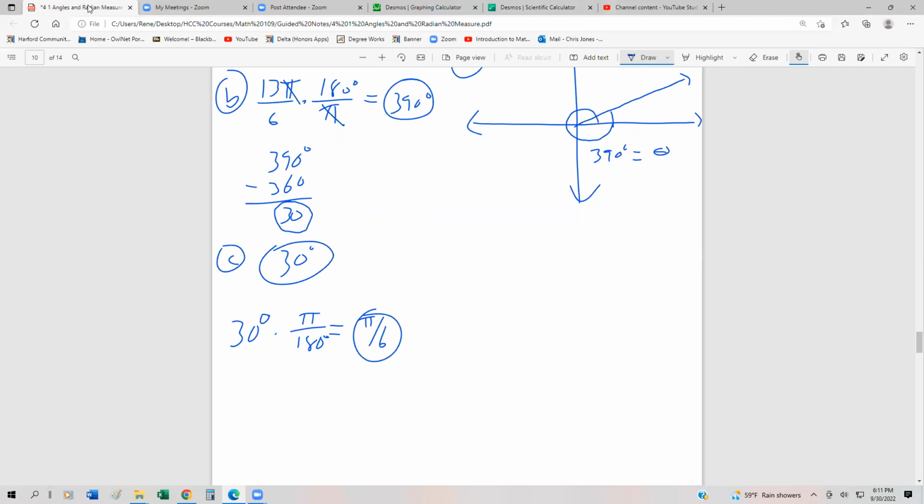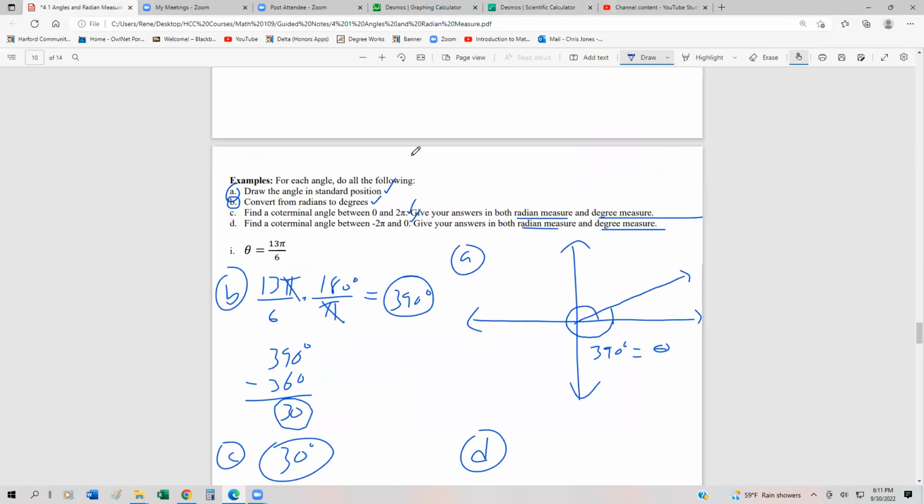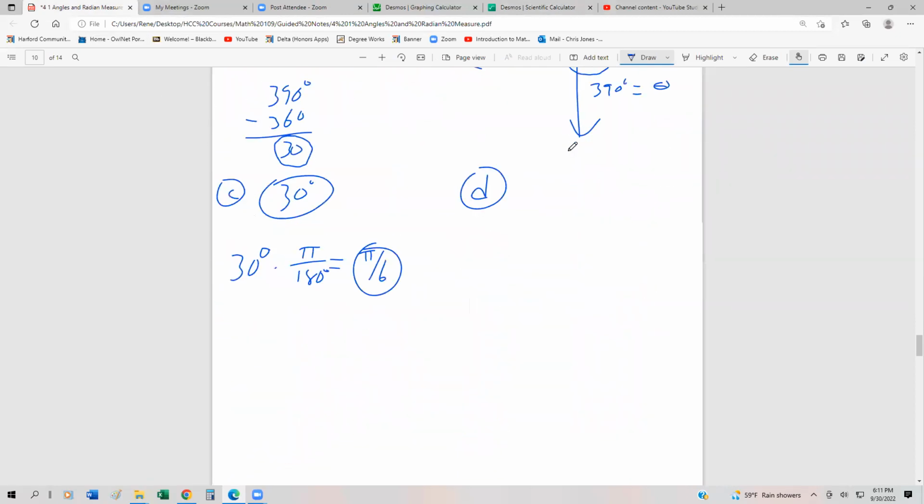Last thing we need to do is get an angle that's between negative 2 pi and 0. That means we just need to subtract 360. So we're going to take 30 degrees and subtract 360. That's going to give us negative 330 degrees. If we don't trust it, we can always use our calculators. We take that negative 330, not 333, negative 330, excuse me.